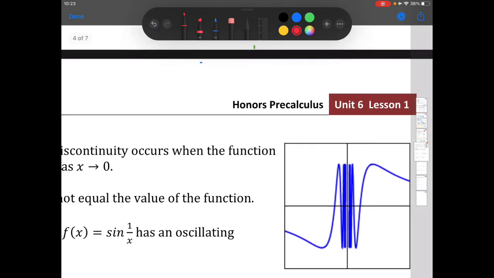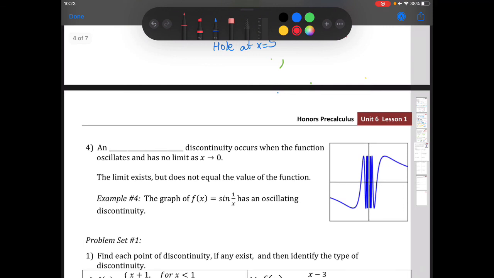So let's try the last type of discontinuity. The fourth kind is the oscillating discontinuity. It occurs when the function oscillates and has no limit as x approaches 0. The limit does not exist, or does not equal the value of the function. So here's an example. The graph of f of x equals sine of 1 over x has an oscillating discontinuity because it's going to keep going up and down and switch between those two numbers.